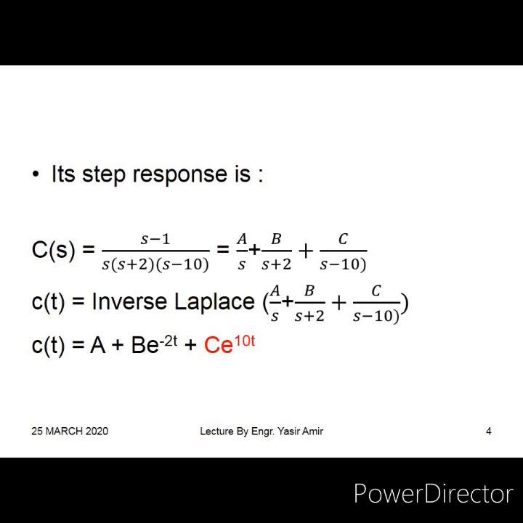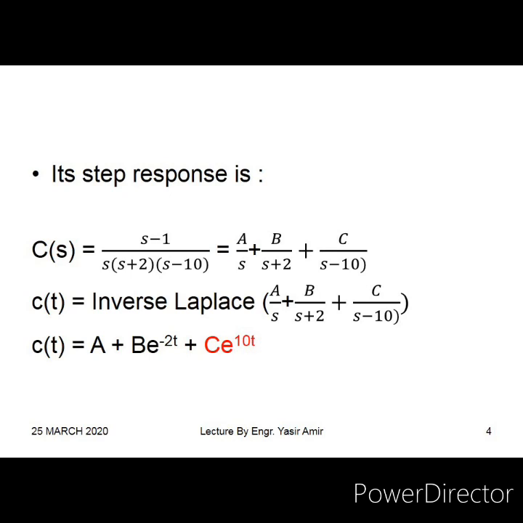And if we take the inverse Laplace transform using the table of Laplace transform, we can find that c(t) equals a plus b e raised to the power minus 2t plus c e raised to the power 10t. This term c e raised to the power 10t, shown in red color, is actually the culprit. This grows and becomes unbounded with the passage of time. As time increases, this term keeps on increasing and becomes unbounded.